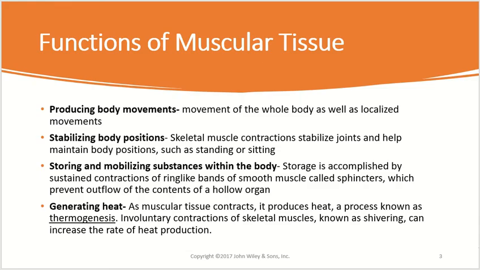Looking at the overall general functions of muscular tissue, there are going to be four main ones. The first is pretty obvious: producing body movements. This is going to be movement of the whole body, like walking around, as well as localized movements, like movements of foodstuffs through the GI tract. Functionally, muscular tissue can also work to stabilize body position. Skeletal muscle contractions help to stabilize joints, as well as help to maintain body position, such as standing or sitting. So this helps you stay in an upright position.